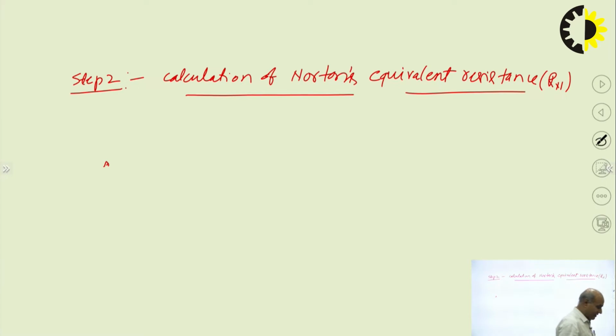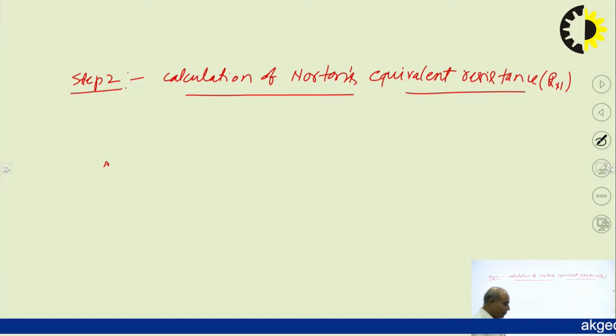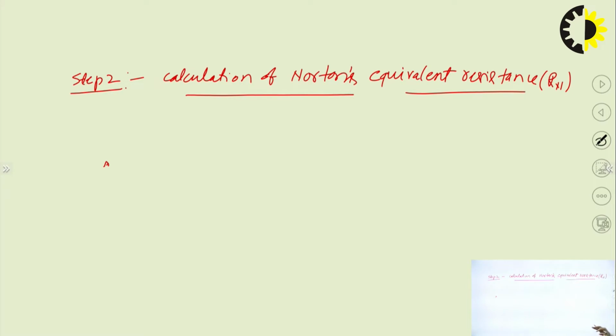We have to calculate RN, Norton's equivalent resistance, which will be connected in parallel with the IN, short circuit current. To calculate RN, what we do? In the main circuit, the complex circuit, we have to open the load, that is, we will remove the load resistance and find the equivalent resistance of the complex circuit seen from the open circuited load terminals and replacing the sources by their internal resistance. What does it mean? We will see how to calculate RN, Norton's equivalent resistance.